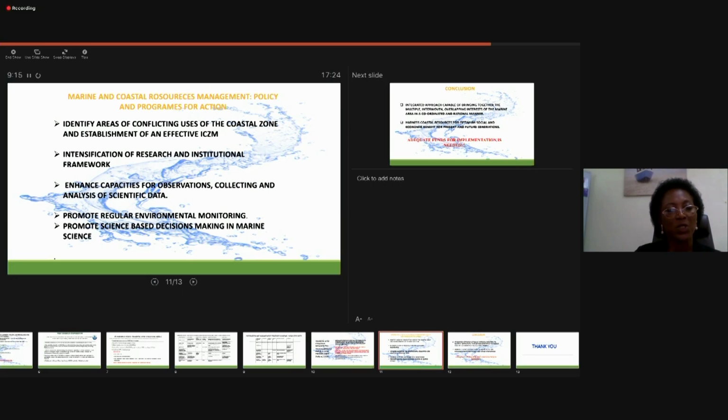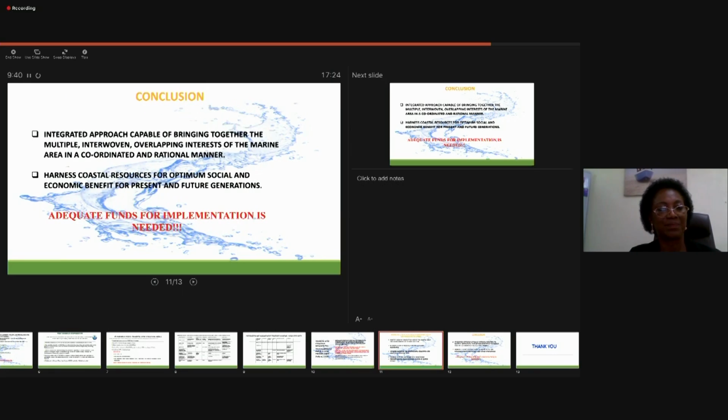And we have to promote regular environmental monitoring. This needs a lot of funds. And right now, that is not going very well for us. So we have to promote science-based decision-making in marine science when, for example, there is enough monitoring going on and we have current data to use as a leverage for our suggestions.